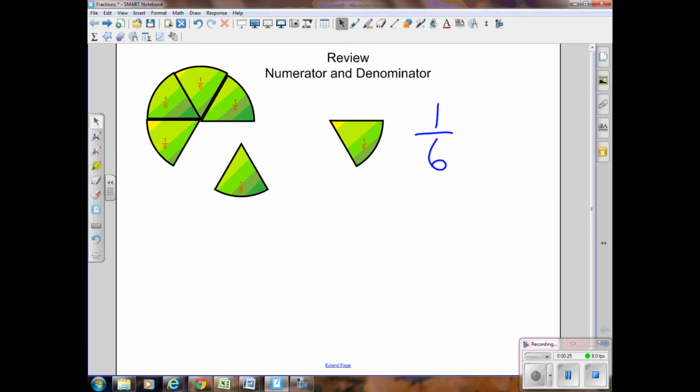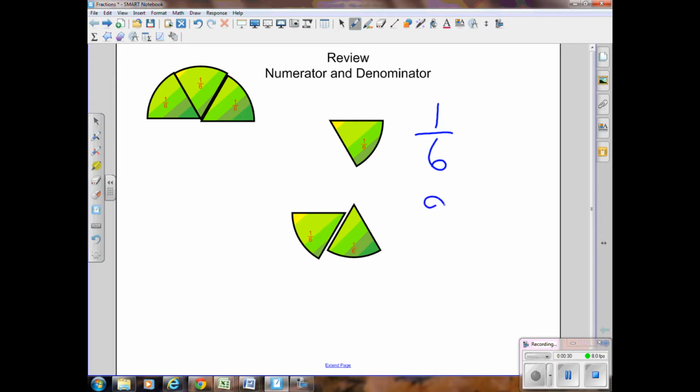If we pull 2 of them out, we say that we have 2/6.